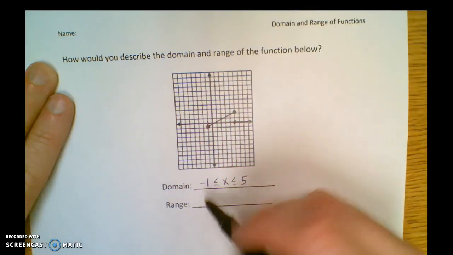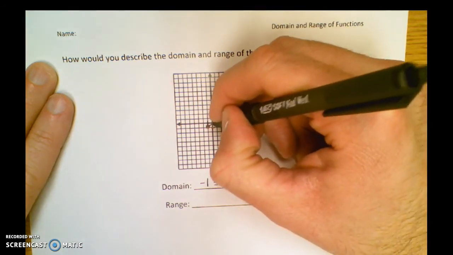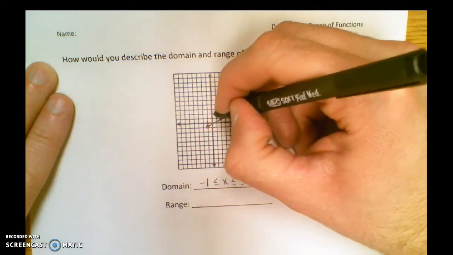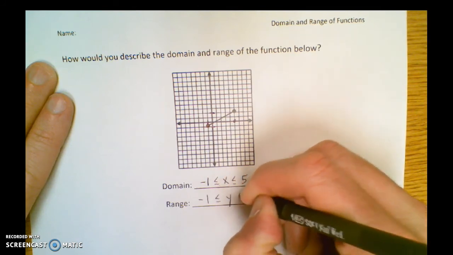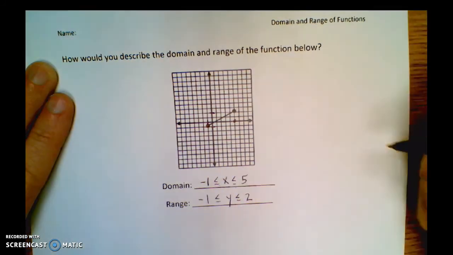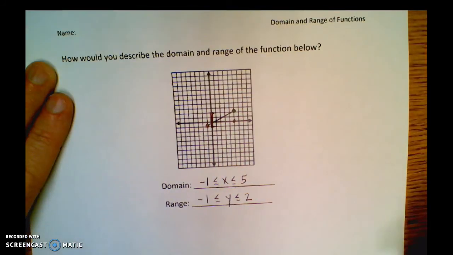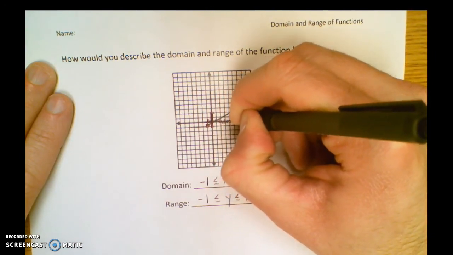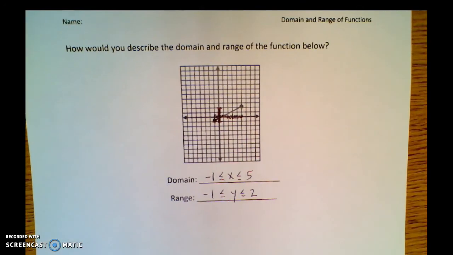For the range, I have to go as low as I can, which is -1, to as high as I can. 1, 2, looks like it only goes up to 2. So I'm going down to -1. This time I use my y values up to 2, because my range is all my possible values on the y-axis, and my domain is all my possible values on the x-axis. So that covers all the possible numbers you'll see.